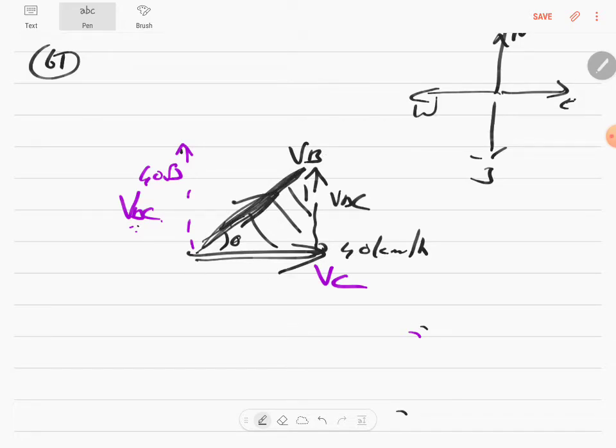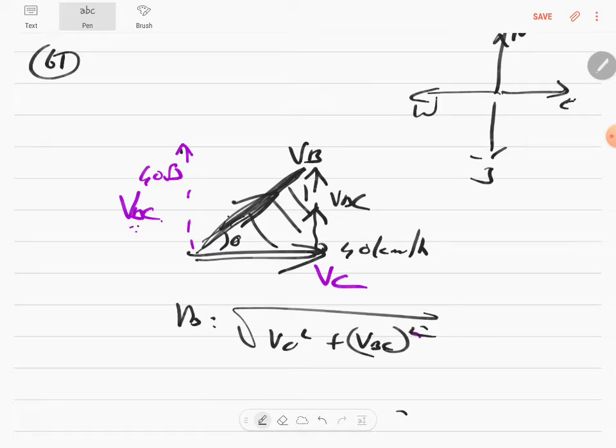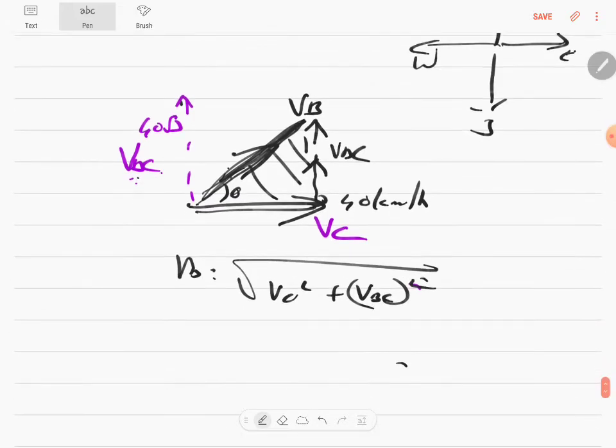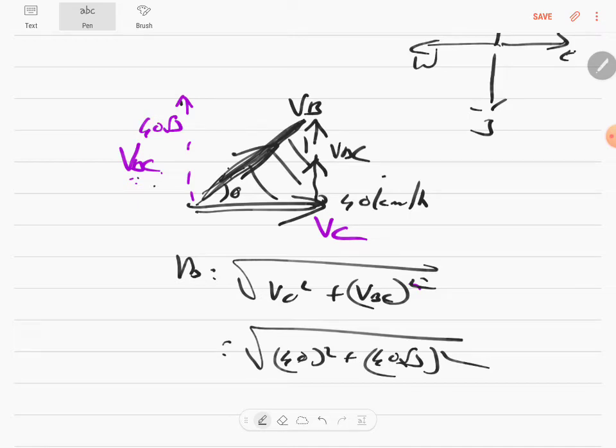Right triangle. Pythagoras theorem. Yeah, I can just use the Pythagoras theorem to find VB, which is root of VC square plus VBC whole square. I don't need a parallelogram law in this because we can simply do it by construction. You have to construct a VBC parallel to VBC and make this into a right triangle. So then you can find VB to be root of base square plus height square, which is root of 40 whole square plus 40 root 3 the whole square. That's all. Are you clear?